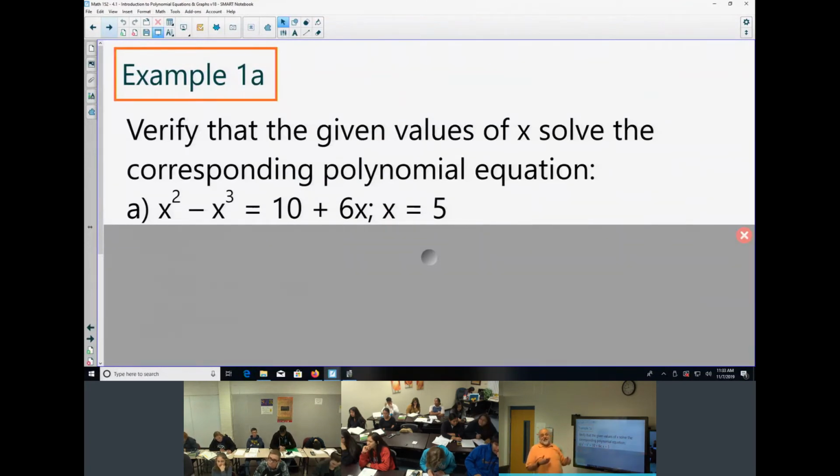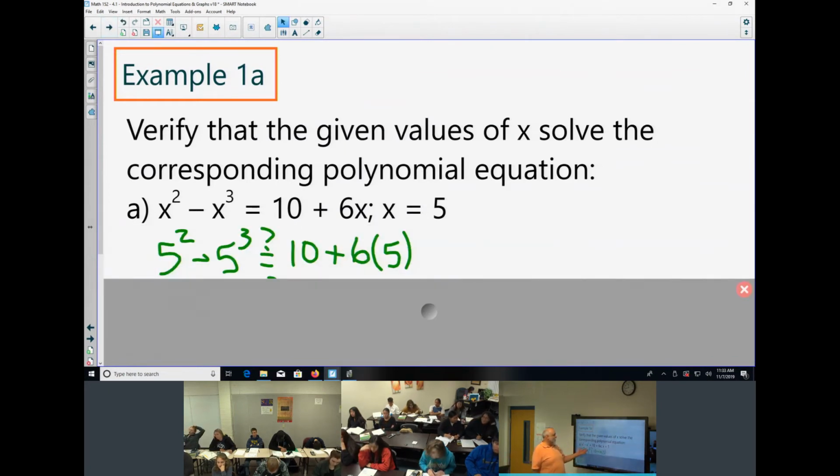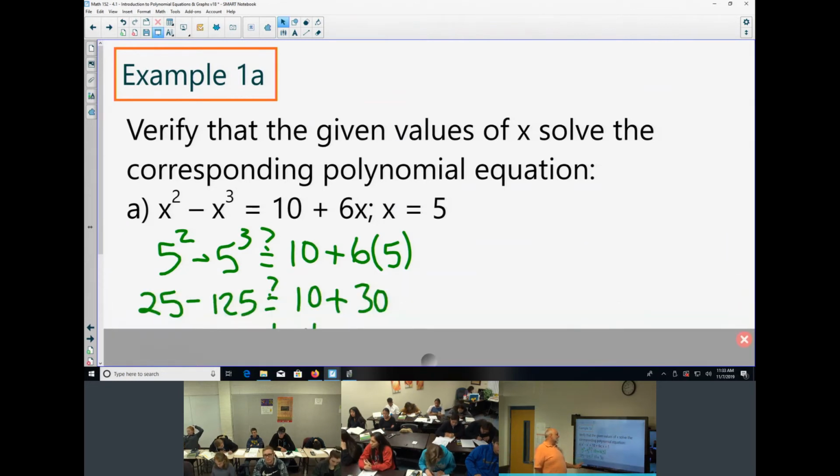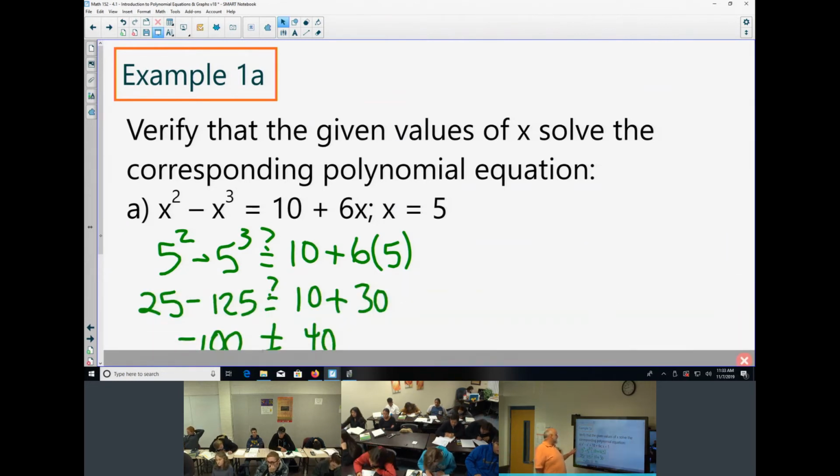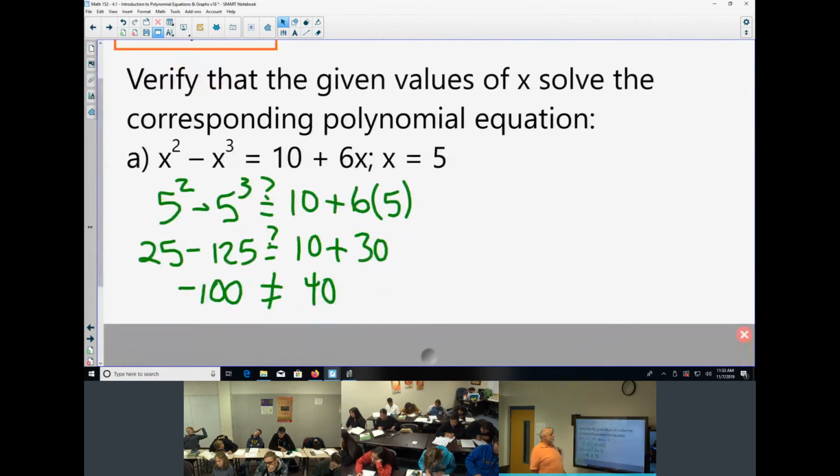So this is kind of like teaching you how to check before we actually solve it. And so there you just plug in 5 everywhere there's an x. And then you see, does the left side equal the right side? And it does not. So in this case, the answer is no. The answer is not 5. Okay? So if that's the answer we got, we made a mistake. We need to go back and redo it. All right? So go ahead and try practice 1A, please.